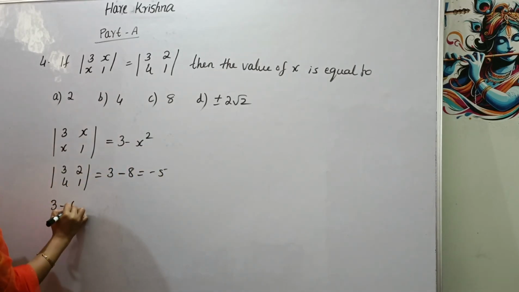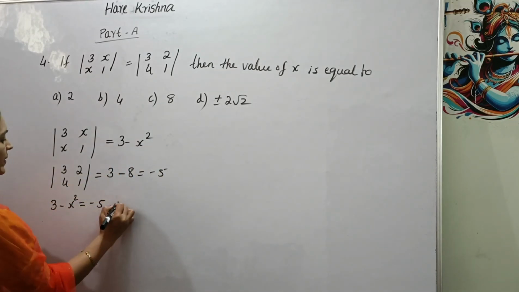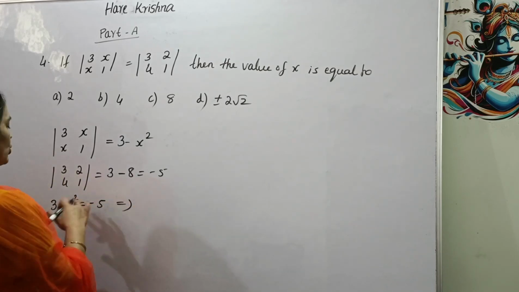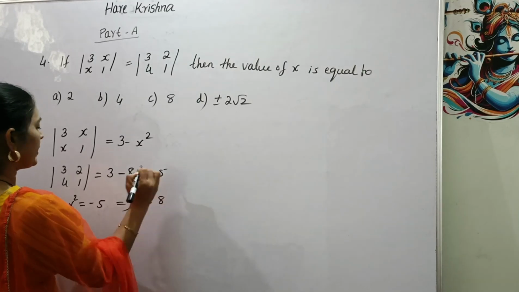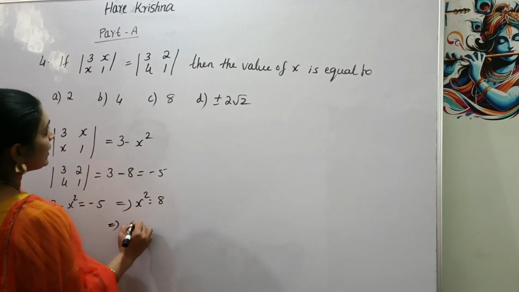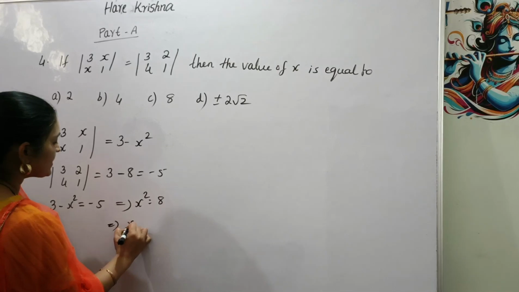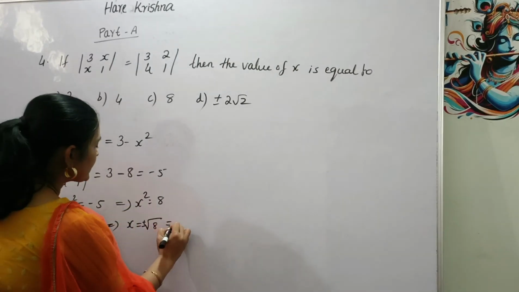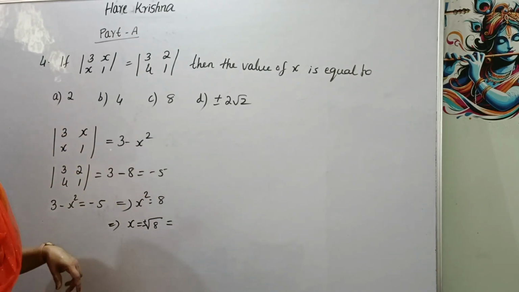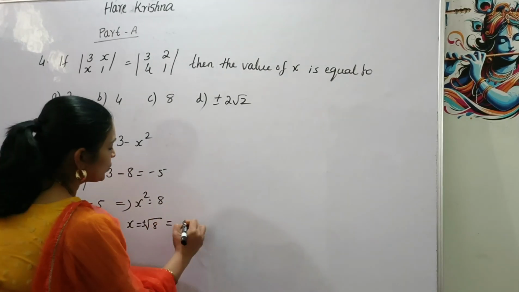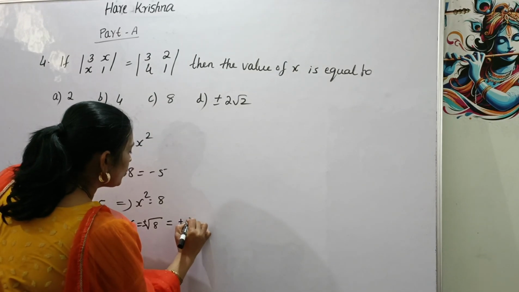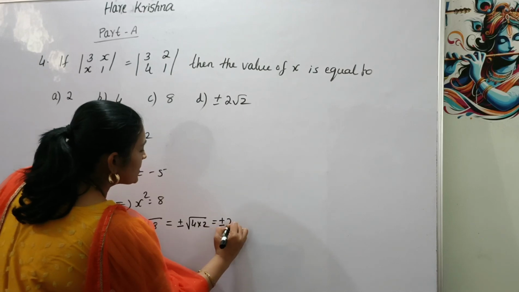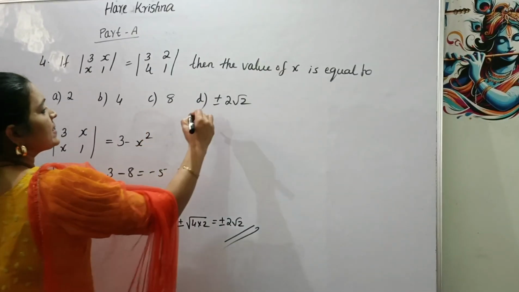So here 3 minus x square is equal to minus 5. That implies, take minus x square to the right side and minus 5 to the left side. So it will be x square is equal to 8. Here we have to find the value of x, right? So x is equal to plus or minus root of 8. Root 8 can be written as root of 4 into 2. The square root of 4 is 2, therefore plus or minus 2 root 2. So the answer is D.